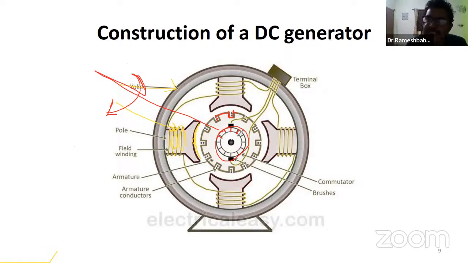The induced voltage in the armature coil is AC. That should be converted into DC with the help of the commutator. Each commutator segment is connected to one single armature coil. So the induced EMF is AC, and that AC voltage is converted into DC with the help of the commutator. That is the function of the commutator, right? And the carbon brush: through the carbon brush assembly, the produced DC voltage is given to the terminal box as output. So this is the construction of the DC generator. This is a very, very important question.